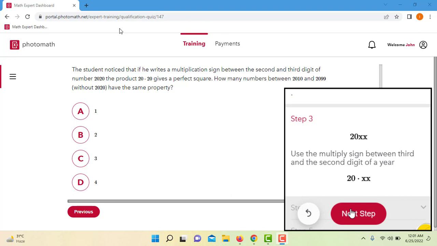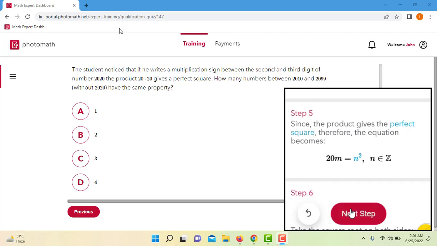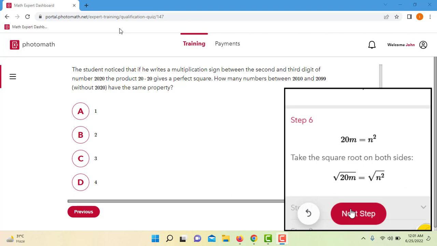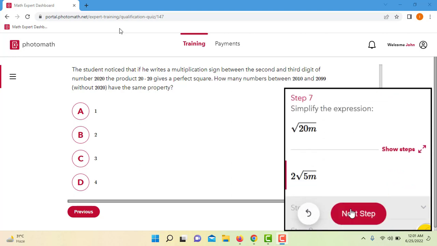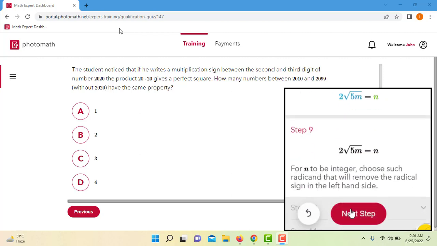If a multiplication sign is inserted between the second and the third digit of the year, the equation becomes 20 times XX. Replace the two-digit number with M since the product should be a perfect square. Therefore, the equation becomes 20 times M equal to N square, where the number N should be an integer. Now take the square root on both sides of the equation. Simplify both sides of the equation. Rewrite the equation by replacing the simplified expression on both sides.